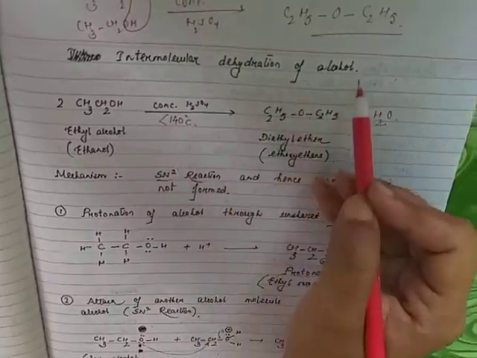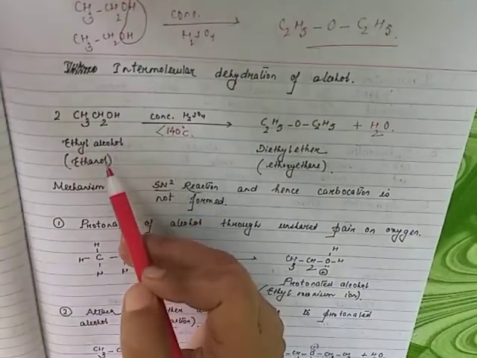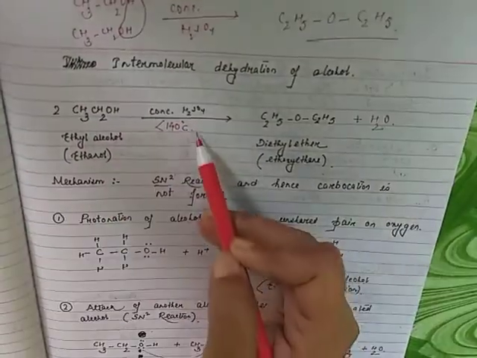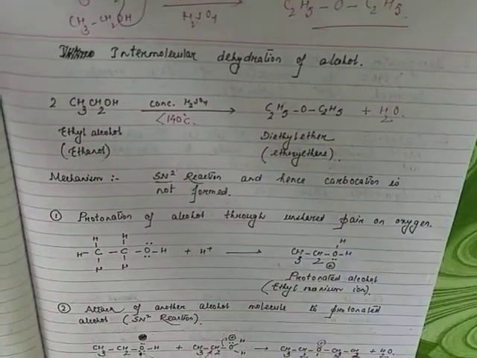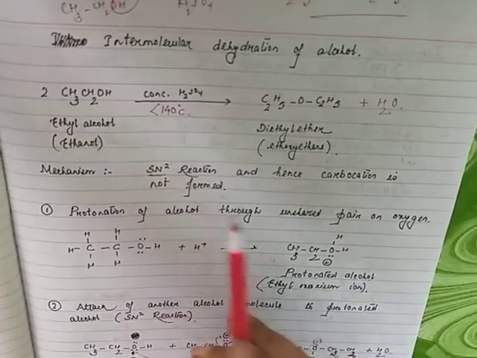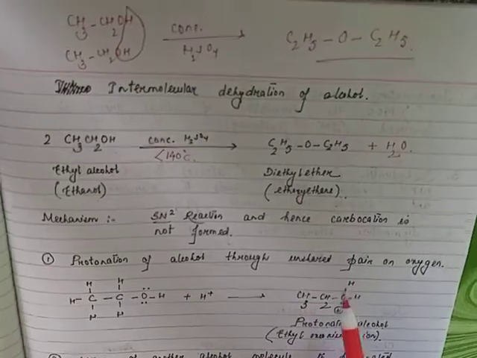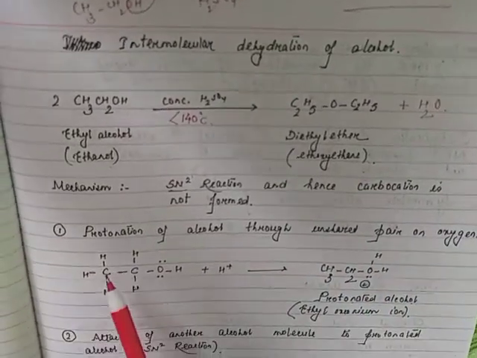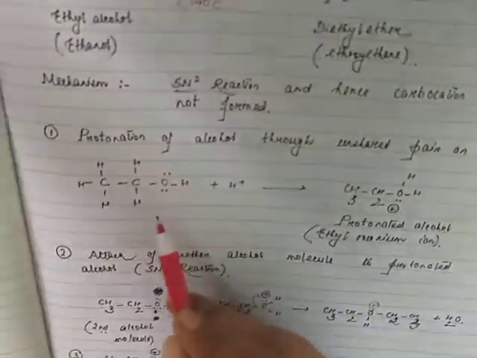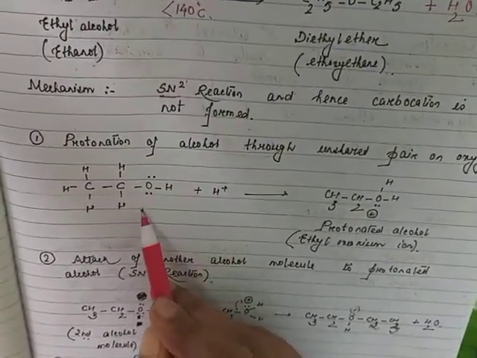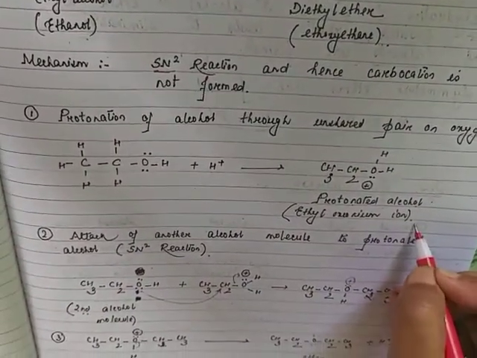Intermolecular dehydration of alcohol, that is, alcohol to ether mechanism. When we take 2 moles of ethyl alcohol or ethanol below 140 degrees Celsius, we get diethyl ether and water. The reaction is actually an SN2 mechanism and a carbocation is not formed. So it forms the transition state as intermediate. The first step is exactly the same: protonation of alcohol by the unshared pair of electrons. It forms the protonated alcohol or ethyl oxonium ion.